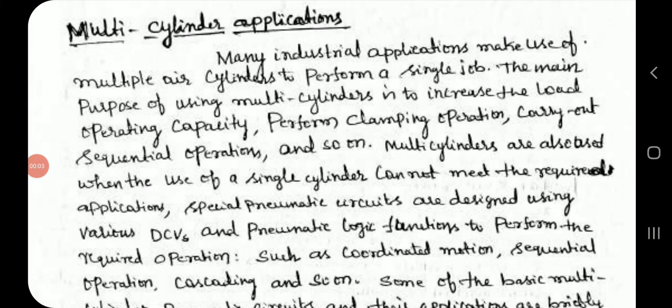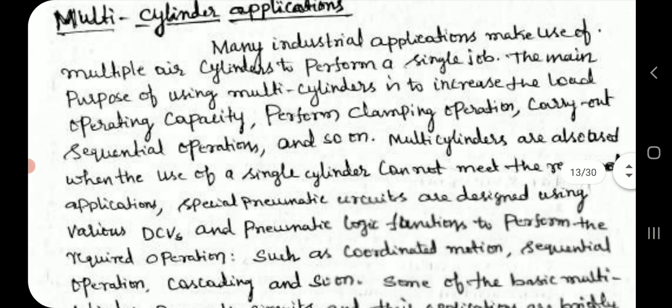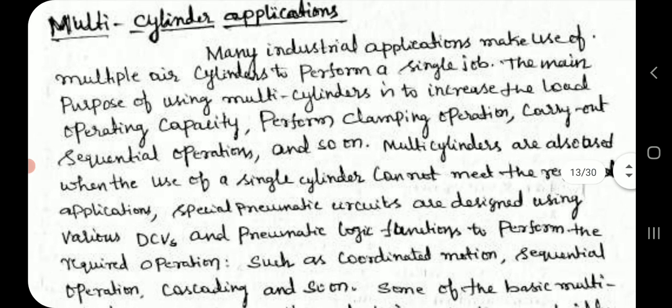Multi-cylinder applications. Many industrial applications make use of multiple air cylinders to perform a single job. The main purpose of using multi-cylinders is to increase the load operating capacity, perform clamping operation, carry out sequential operations, and so on. Multi-cylinders are also used when a single cylinder cannot meet the required applications.